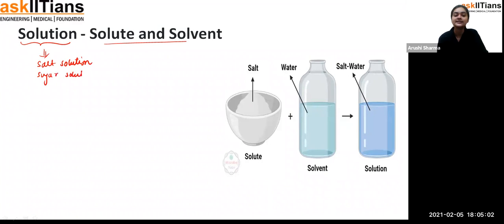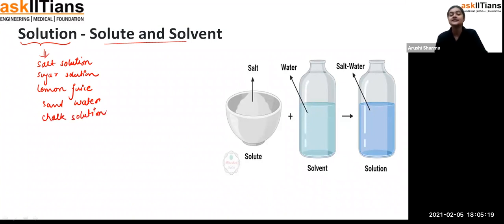And what else, student? We know that we prepare lemon juice. Scent water is there. And chalk solution we have talked about. So we have talked about solutions so much, but we don't know what exactly a solution is. So students, a solution is made up of two things, solute and solvent. Now what is the solute?